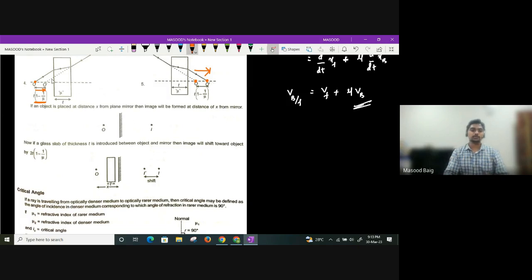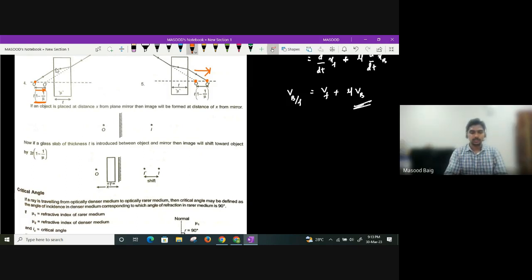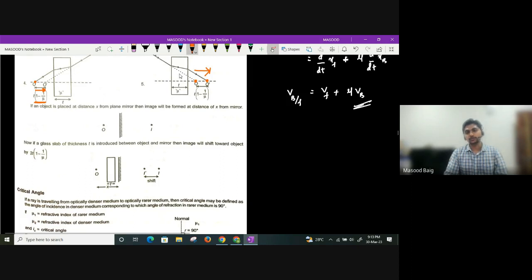Two very important cases. Divergent rays, if incident on the glass slab, the object will move closer towards the slab. And whenever convergent rays are incident on the slab, the object will move away from the glass slab. In both the cases, what will the shift be, guys? It will be t into (1 minus 1 by mu). In both the cases, the shift of the object will be t into (1 minus 1 by mu). Is that clear? Yes or no? Yes. Right.